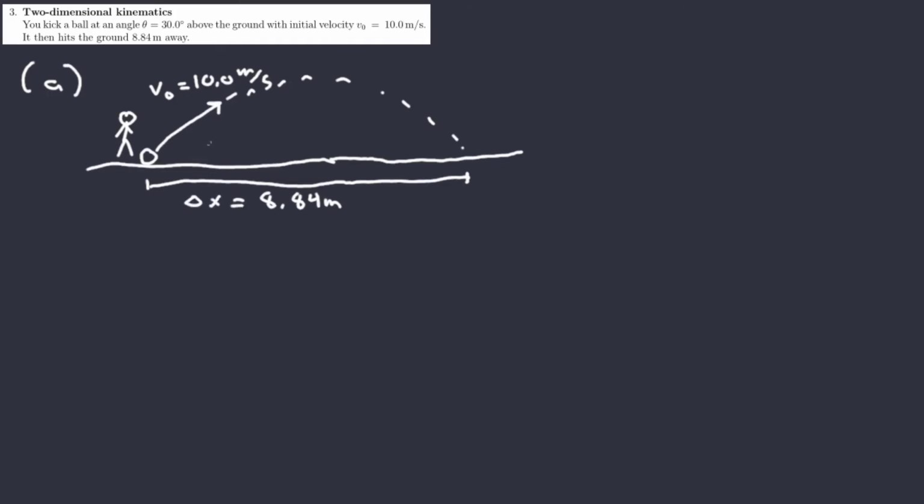Now, where a few people ran into trouble was understanding where the right triangle comes from. So the right triangle is where we drop this vertical line from our v0, and we use that to find v0x and v0y if needed. So that leads us right into part B, which says find the initial velocity in the x direction, v0x.